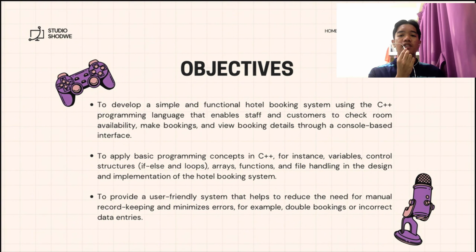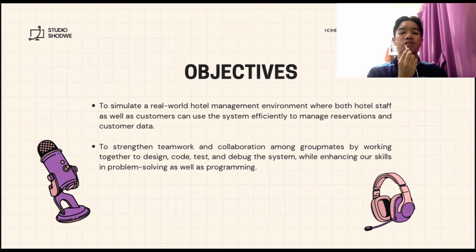Second, to apply basic programming concepts in C++, for instance, variables, control structures, arrays, functions, and file handling in the design and implementation of the hotel booking system. Third, to provide a user-friendly system that helps to reduce the need for manual record keeping and minimize errors, for example, double bookings or incorrect data entries.